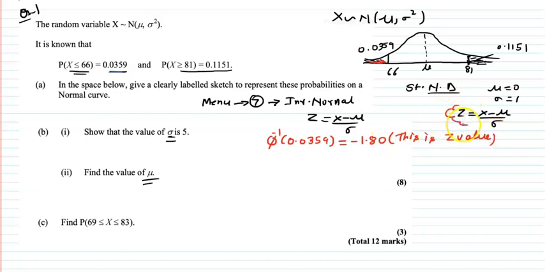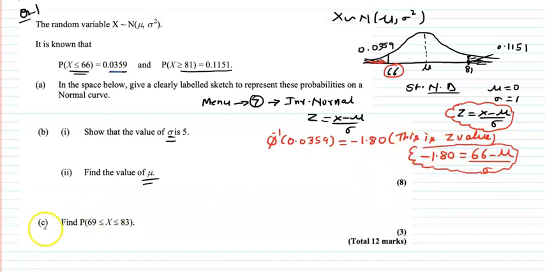So if we apply this formula, z equal to x minus mu over sigma, so this is the z value, you can write down minus 1.80, and x is 66 here, which is given, so it is 66 minus mu over sigma. So this is our first equation: minus 1.80 equals 66 minus mu over sigma.